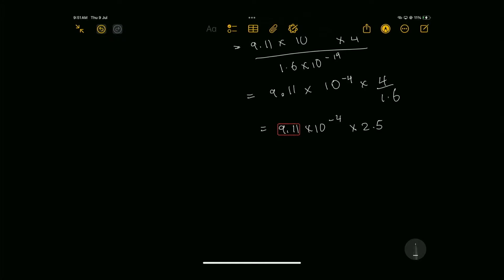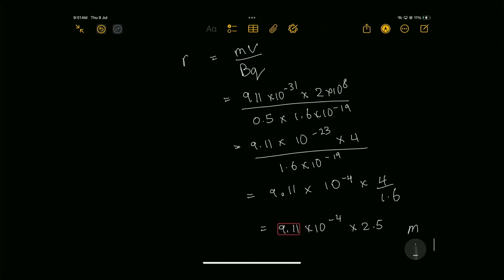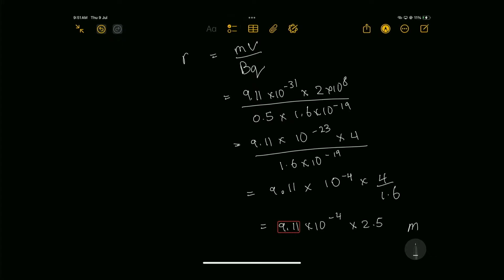Right, and then you could multiply this out yourself and you would get the answer in meters. Right, so that would be approximately 2 millimeters, right? Approximately 2 millimeters. That is the radius of curvature of the path of the electron. And well, yeah, so that is it for that exam paper.